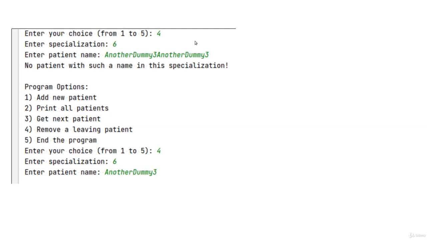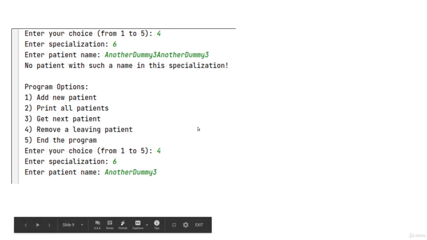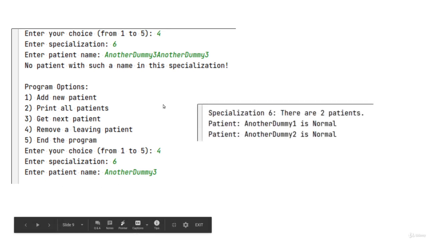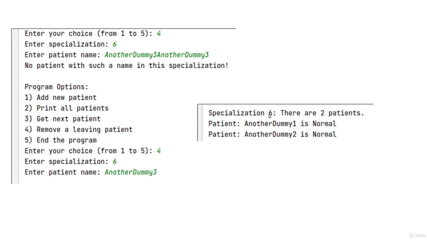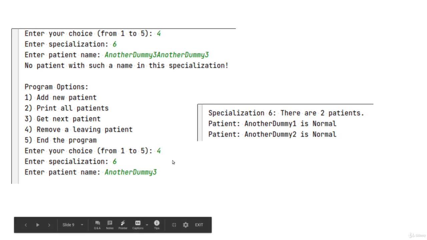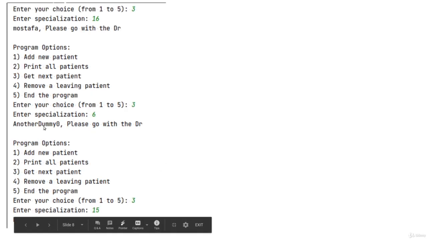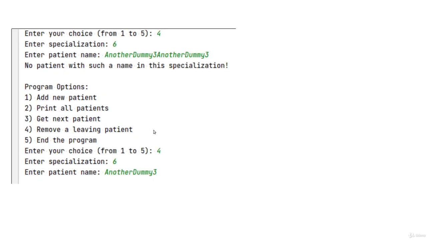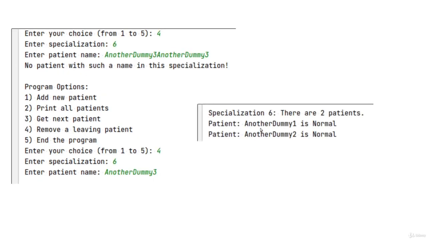In choice number 4, which is removing a leaving patient, someone would like to leave. We asked the specialization and the name, but there is no patient with this name. Then he gave us the right name, so we just got this one from the queue. Now if you try to get back to specialization 6, you will notice there are only 2 patients from here, because another dummy 3 left from here, and another dummy 0 was left from here. So only 1 and 2 are remaining in this specialization 6.